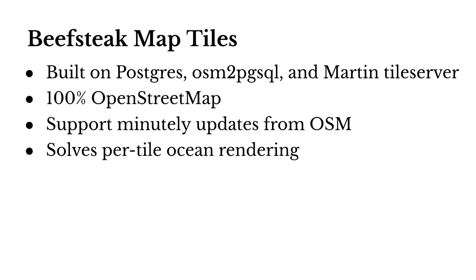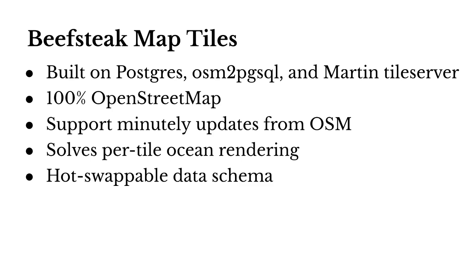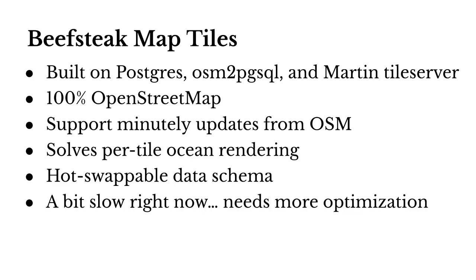It solves the issue of rendering oceans per tile instead of pre-rendering the whole world's oceans from coastlines in OpenStreetMap, which I've never seen anyone else figure out. So if you have questions about that, definitely look at the code or ask me, and I'll show you how to do that in your own tiles. The data schema is hot swappable. You don't have to rebuild the whole planet in order to support a new tag value. If there's a new top level tag in use, you can just change one text file and it'll be supported in the tiles right away.